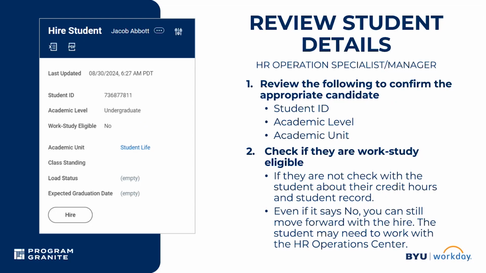The work study eligible field is being borrowed. We don't do work study here at BYU, right? But we are using a custom calculation, a calculated field from your student system to determine whether or not they're eligible to work, which means they need to have certain credit hours, active student, other values that are coming from the student system into the middleware and displaying it, right? If this is a no, you can move forward with this.